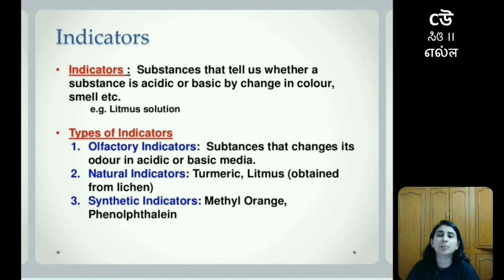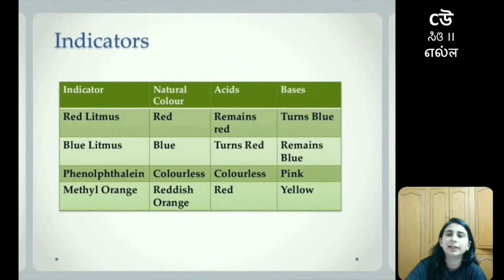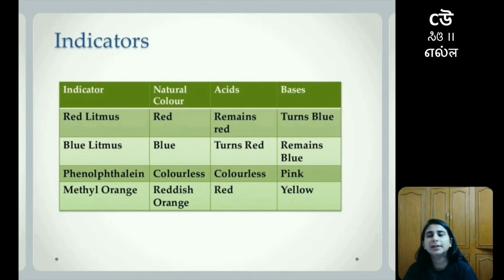Lastly, we are going to talk about synthetic indicators, whose examples are methyl orange and phenolphthalein. So, let's talk about what type of color change will be there when these indicators are being used. For that, they have shown a table where they have listed some indicators, and the other three blocks are showing natural color, acids and bases.